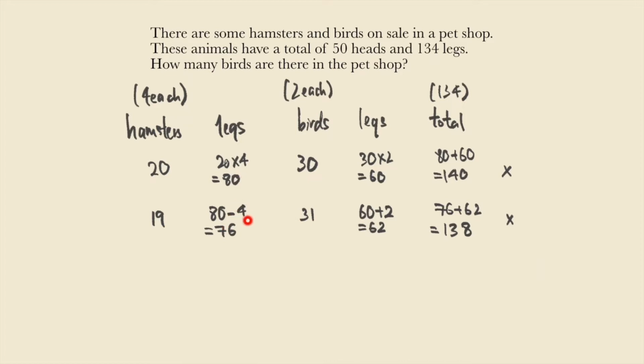Alright, so if you subtract 1 hamster, you subtract 4 legs. If you add 1 bird, you add 2 legs. And the result is 138. Still too big, but at least we're getting closer to 134.